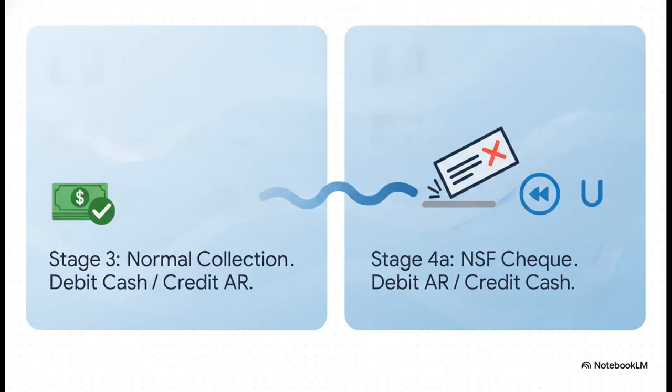So, fast forward to collection. Let's contrast a normal, happy path payment with a bounced check, an NSF, or non-sufficient funds situation. Stage 3 is a breeze. Debit cash, credit AR. Boom, done. But if that check bounces, you've got to reverse the receipt to reinstate the AR and kickstart your collection efforts all over again. You debit AR to bring that customer's balance back to life and credit cash to get that phantom money off your ledger. You're basically hitting the rewind button.